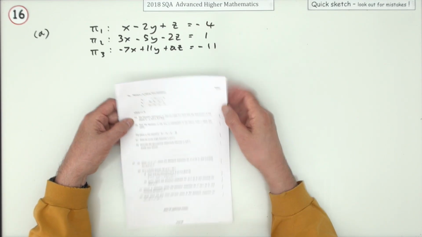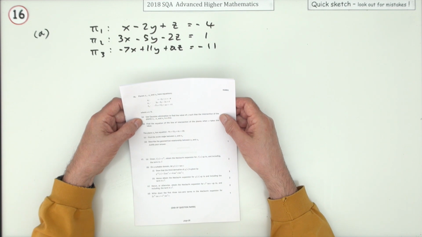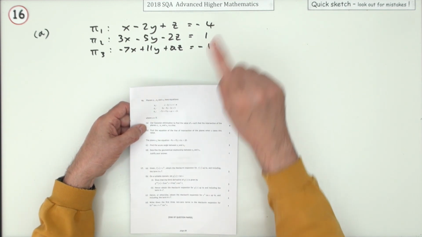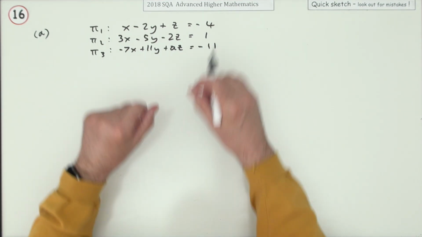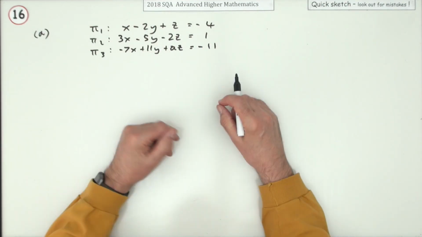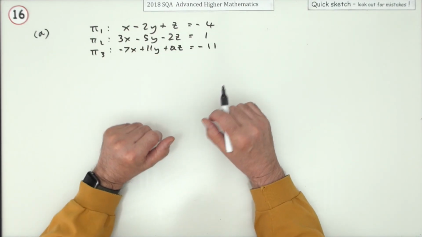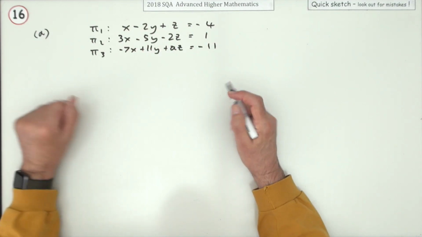Use that to find the value of a, such that the intersection of these 3 planes is a line. Now, by intersecting in a line, that means there's a redundancy. Any 2 planes meet in a line. If the third plane also goes through that line, it's not contributing anything. It must have been a combination of the other 2.